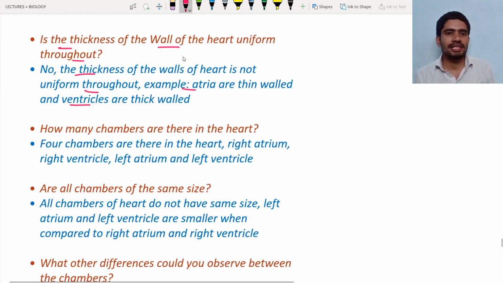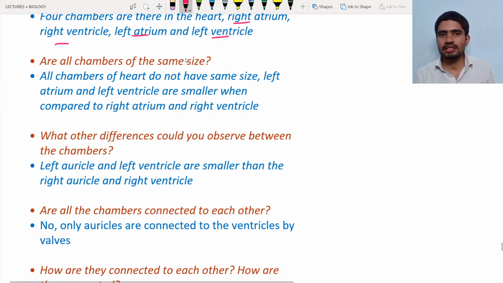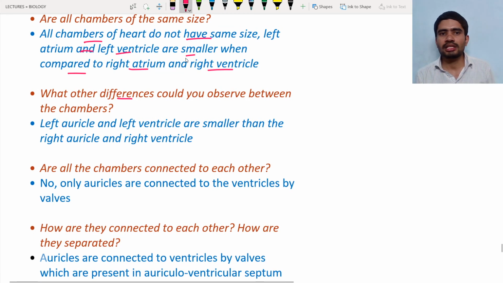Okay, next is, how many chambers are there in the heart? There are 4 chambers: right atrium, right ventricle, left atrium, left ventricle. Are all chambers the same size? No, all chambers of the heart do not have the same size. The left side portions, like the left atrium and left ventricle, are smaller when compared to the right atrium and right ventricle. What other differences could you observe between the chambers? That is nothing but the left auricle and left ventricle are smaller than the right auricle and right ventricle.